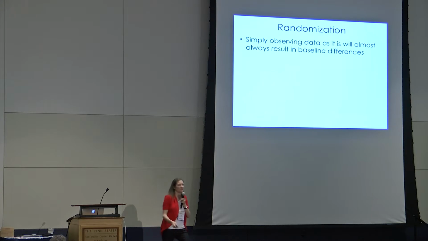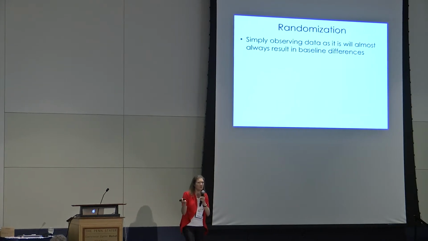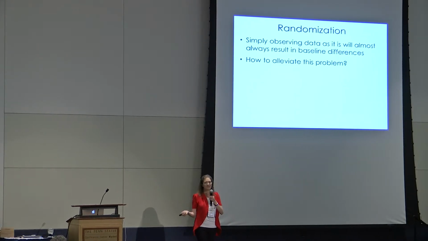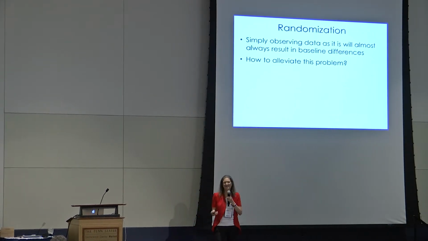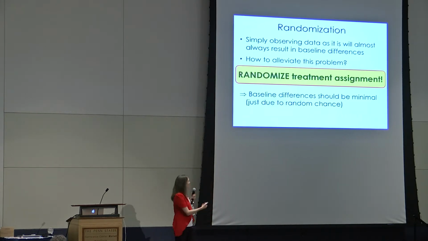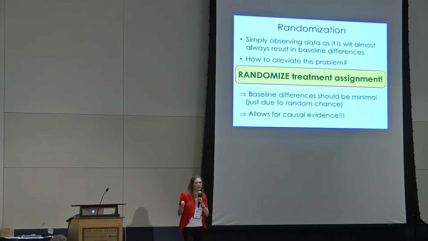Okay, so this is a problem. Simply observing data just as it is will almost always result in these differences, which is a problem we just saw. So how do we alleviate this? I certainly don't need to tell all of you this, but of course, we randomize treatment assignment. And by virtue of the randomization, baseline differences should be minimal, by definition, just due to random chance, and this would therefore allow for causal conclusions.